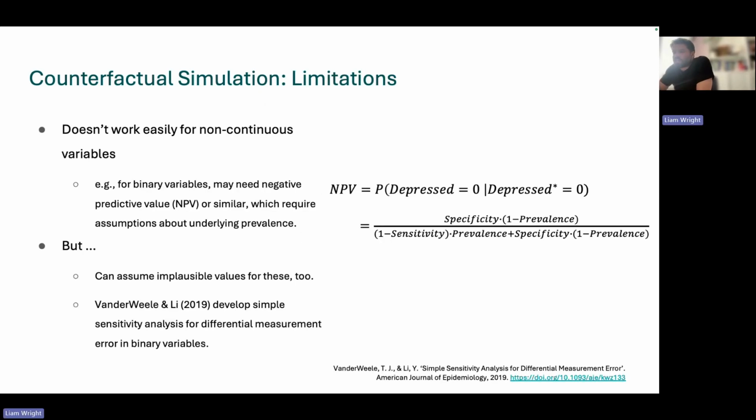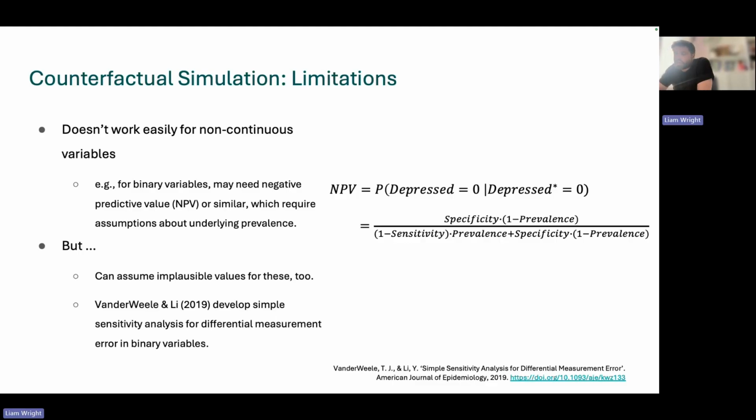Now, a problem with this approach is that it doesn't work easily for non-continuous variables. So for continuous variables, we can just minus the average and we'll still get something on the same scale as the variable that we had already. But for things like binary variables, we can't minus 10% and have a variable that makes sense in practice. For binary variables, particularly, what you need is, depending on the setting, something like a negative predictive value, sensitivity value, or positive predictive value. And some of these can require assumptions about the underlying prevalence of the phenomena that you're interested in. And what this basically boils down to is an assumption about mode selection.